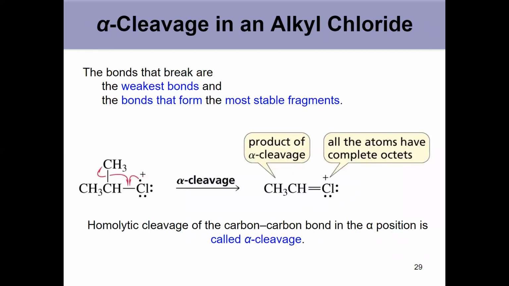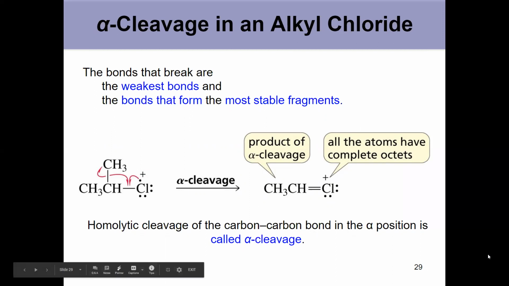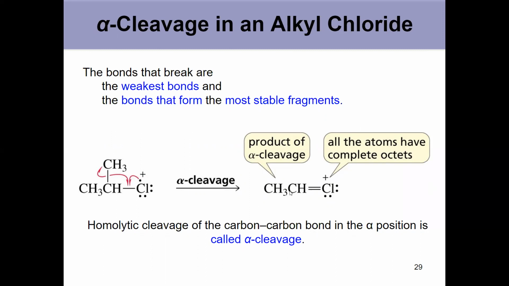Okay. And then this is pretty much just explaining what I said before, right? Why do we do an alpha cleavage? That's what the mechanism looks like. Okay, because everything has a complete octet here. Okay.